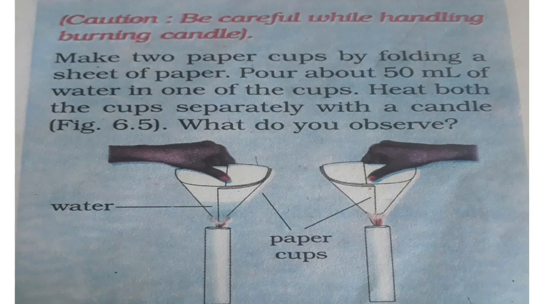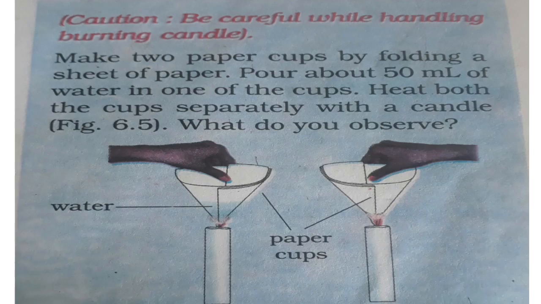As we studied in class 7 about conduction, convection and radiation, about heat transfer, here the second one is taking place, that is conduction. The heat supplied to the paper cup is getting transferred to the water by conduction. In the first paper cup, as there was no water present, the paper cup started burning. But in the second paper cup, we have water present in it.